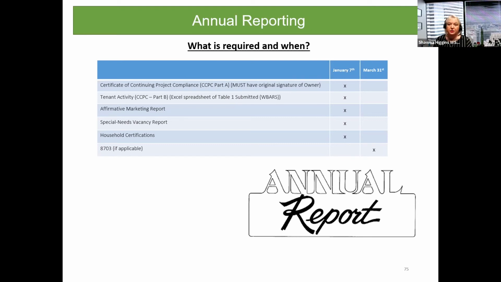And the 8703, if that's applicable to your property, that's due on, actually that's due March 31st. I think we said June 30th just a minute ago, but it's actually March 31st, the first quarter. That's when it gets sent to the IRS, I believe. And then I believe we send out a request after that.